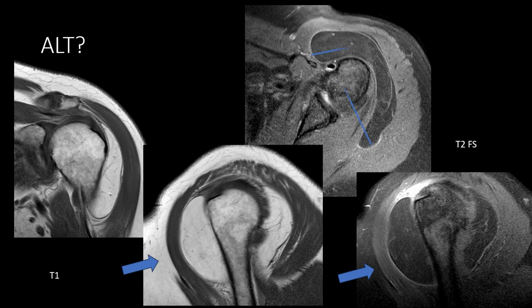How about this one, though? Also a big lesion, deep to the deltoid. This one's harder for me. Maybe it has a little bit more septation than the subcutaneous fat. This one, I think, is that gray area. You might go atypical lipomatous tumor on this one.